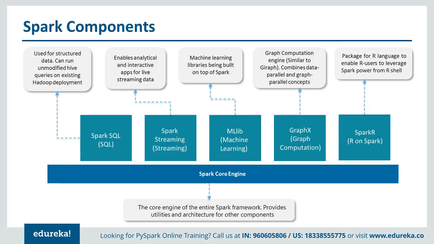So one of the most powerful things as part of the Spark architecture and the components involved herein is the Spark core engine. Everything sits on top of the Spark core engine. This is the core engine of the entire Spark framework. It provides utilities and architecture for other components. All the abstraction when it comes to processing everything in memory is made available by the Spark core engine. Everything that sits on top of this core engine leverages RAM, and there is again the concept of fault tolerance that comes in.